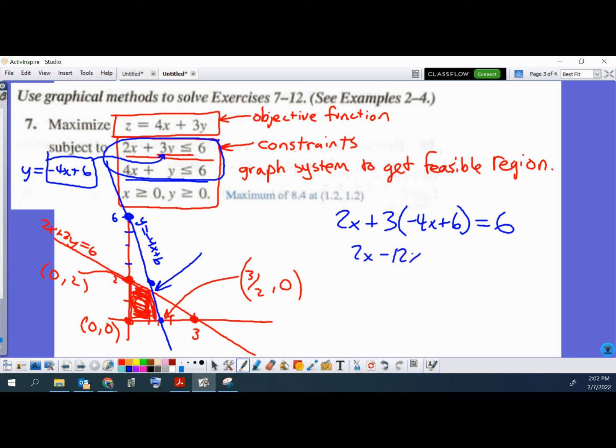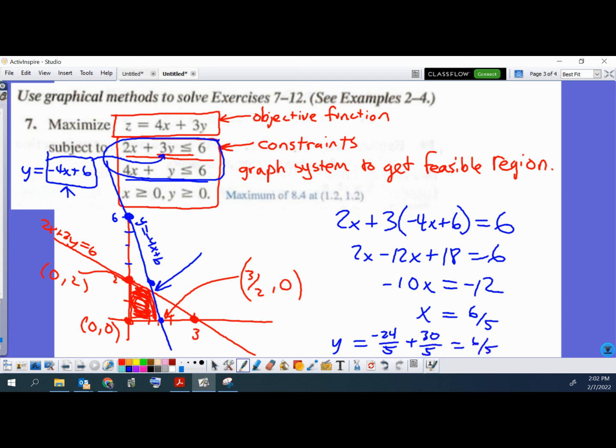2x minus 12x plus 18 equals 6. Negative 10x equals negative 12. X equals 6/5. And then you can substitute that into here for x because y is isolated. I'll get y equals negative 4 times 6/5, that's negative 24/5 plus 6, which is 30/5. And I actually get 6/5 for y also. And so that corner point is 6/5, 6/5.